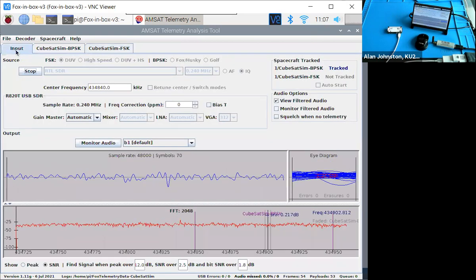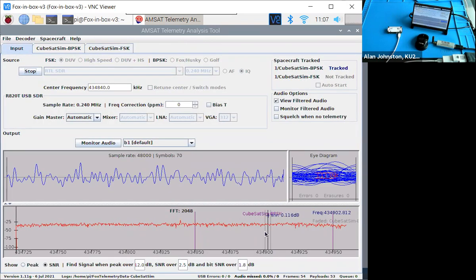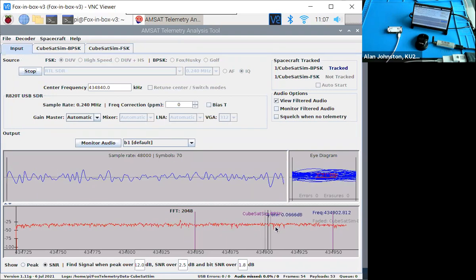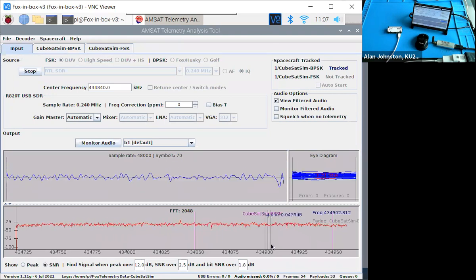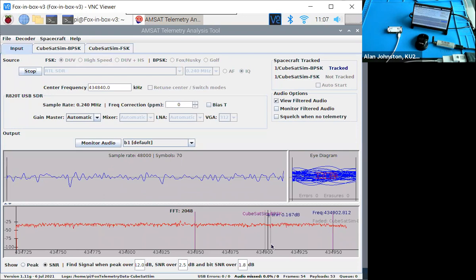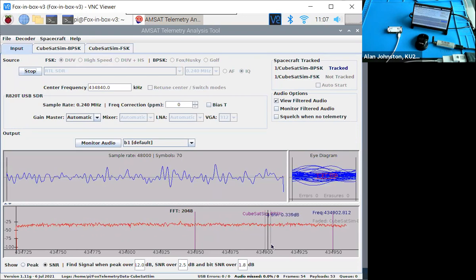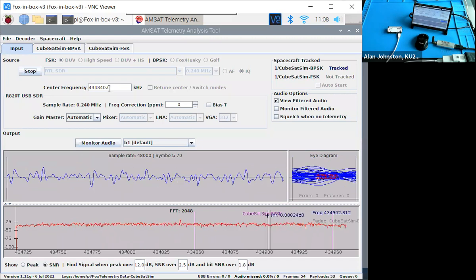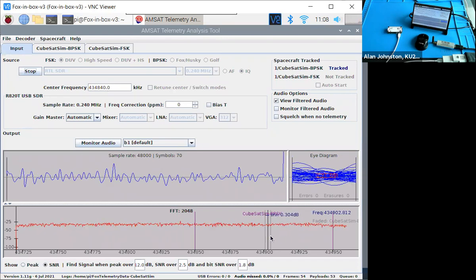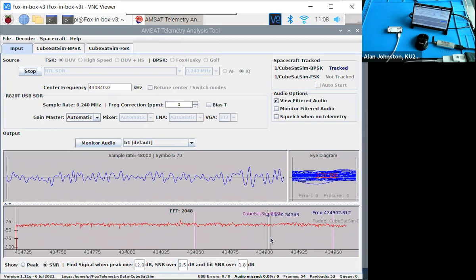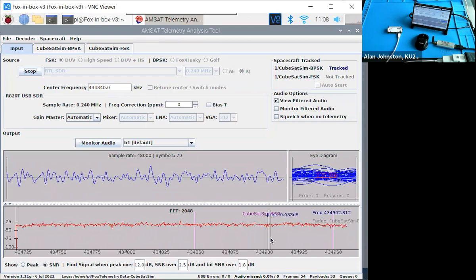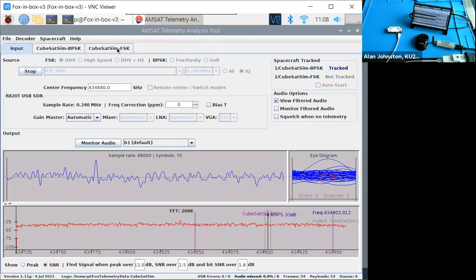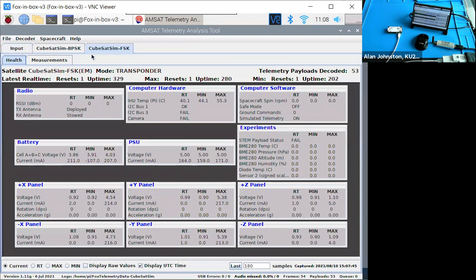And now if I go back to the input here, you notice that the signal is gone, right? This is what FoxTelem looks like if your CubeSatSim Lite is not transmitting, or you happen to have the wrong center of frequency set here. But in about 30 seconds, this signal will reappear. So while we're waiting for that, let's take a look at the housekeeping telemetry here.